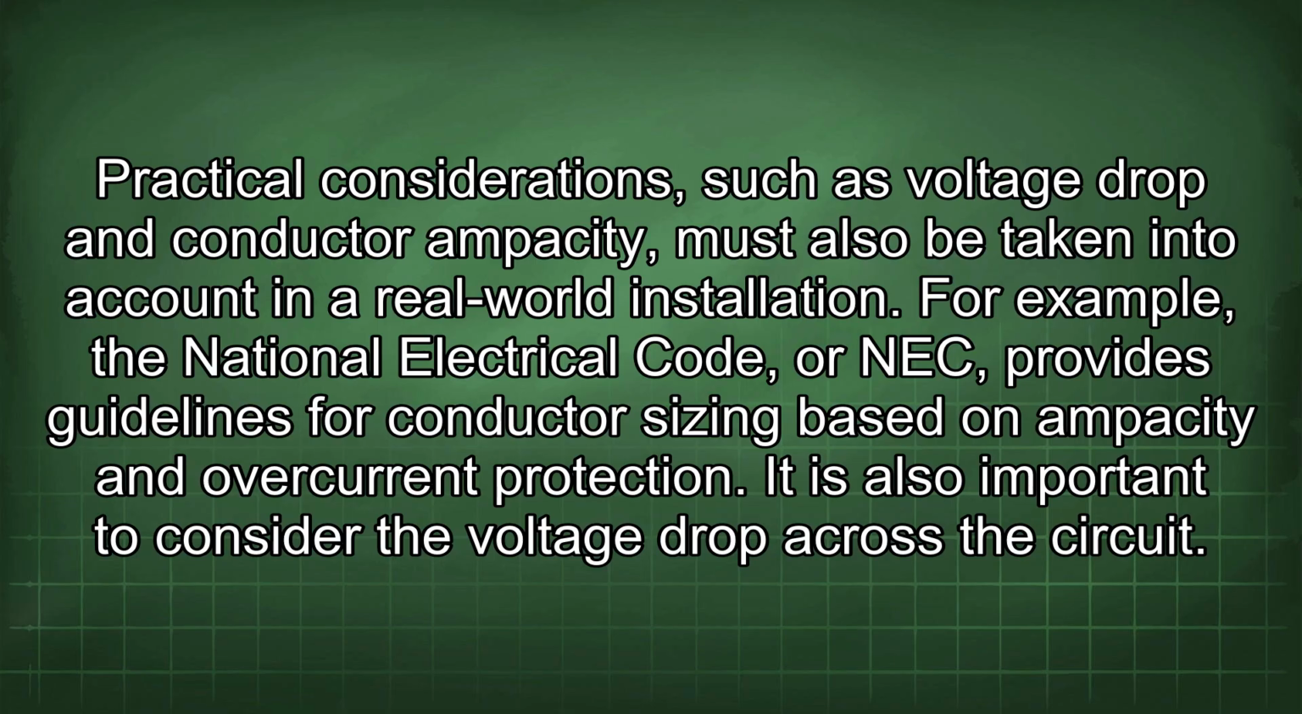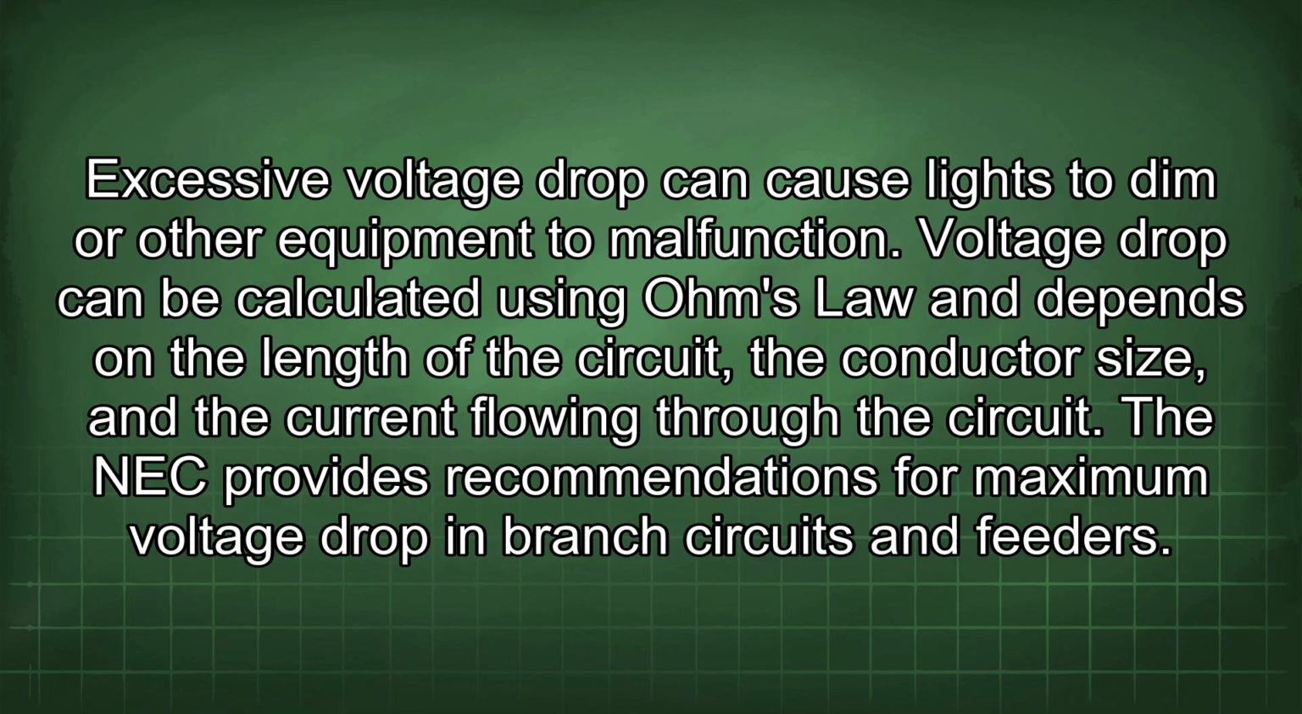It is also important to consider the voltage drop across the circuit. Excessive voltage drop can cause lights to dim or other equipment to malfunction. Voltage drop can be calculated using Ohm's law and depends on the length of the circuit, the conductor size, and the current flowing through the circuit. The NEC provides recommendations for maximum voltage drop in branch circuits and feeders.